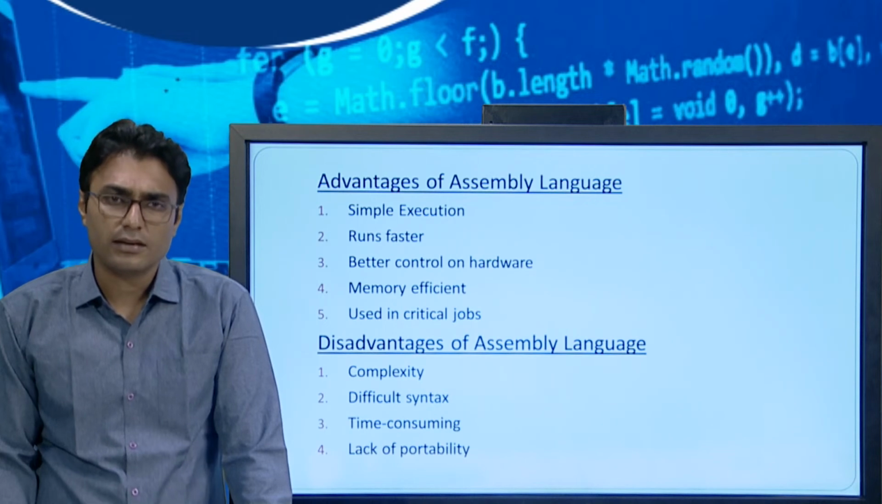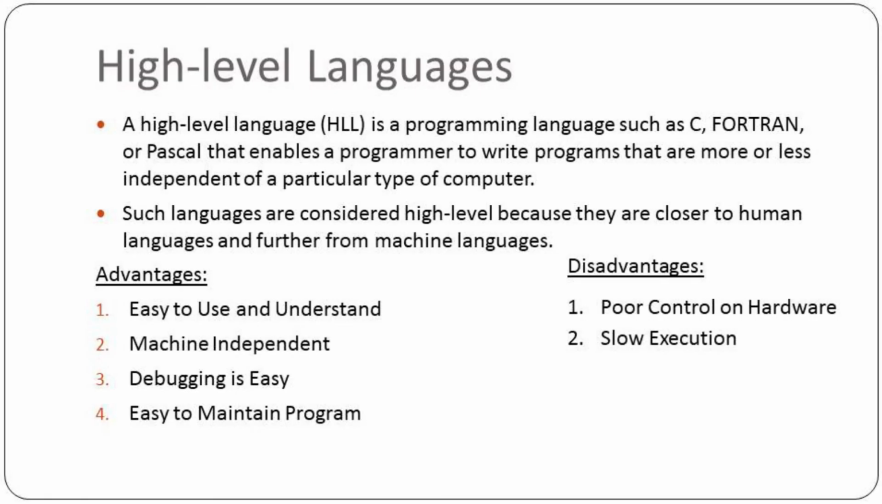Then the next is high level language. So a HLL is a programming language such as C, Fortran or Pascal that enables a programmer to write programs that are more or less independent of a particular type of computer.